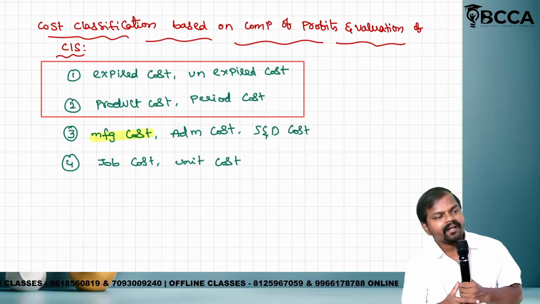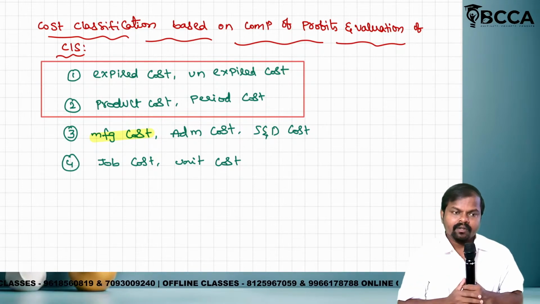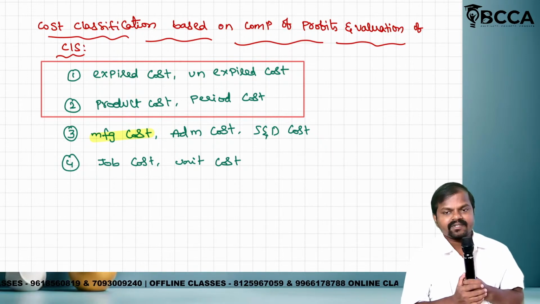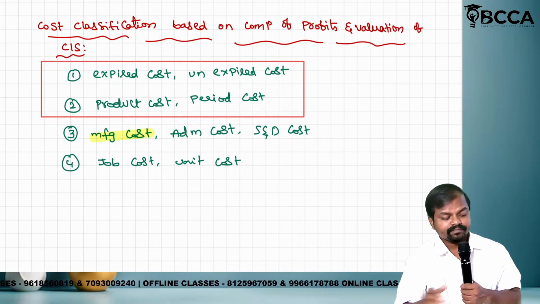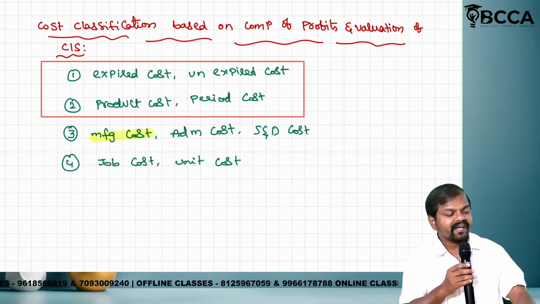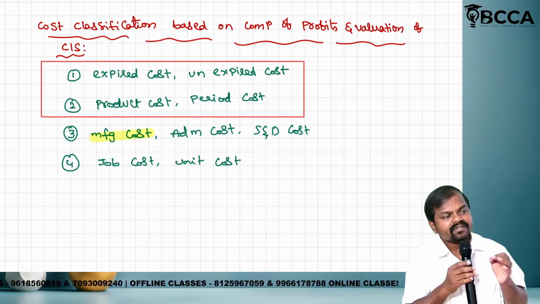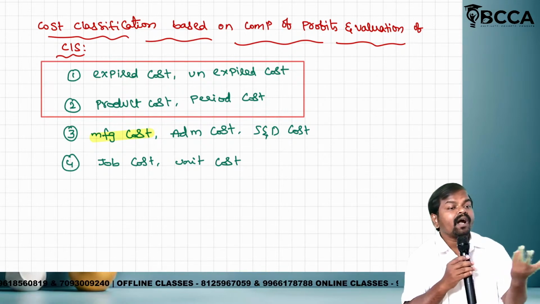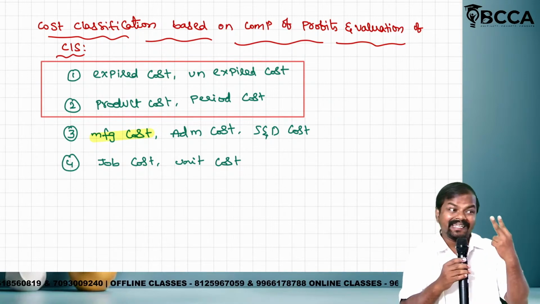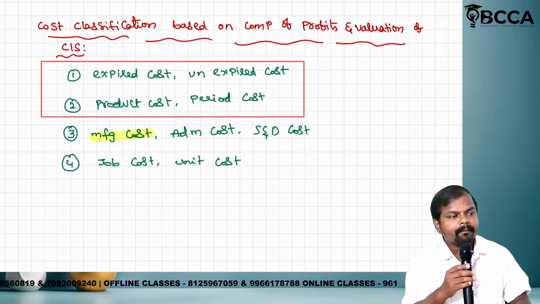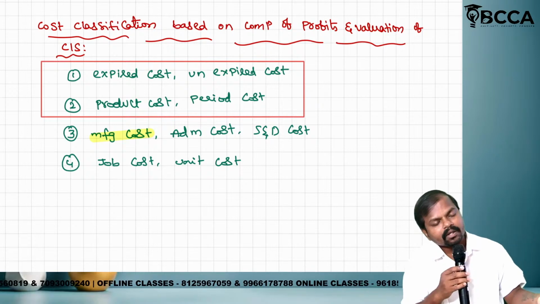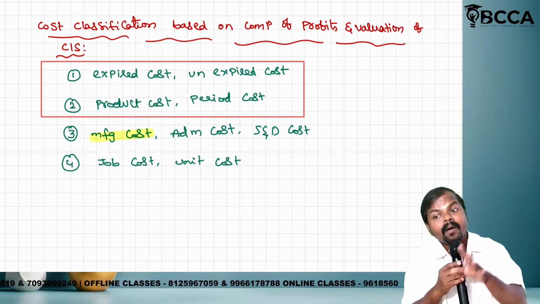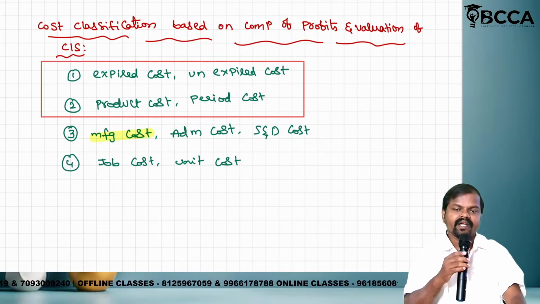Out of this, we already discussed the concept of manufacturing cost. What is meant by manufacturing cost? Manufacturing cost means any cost which is incurred by the organization for either of two purposes: purpose number one, manufacturing of goods; purpose number two, rendering of services. Any such cost shall be referred to as manufacturing cost. Is it right?